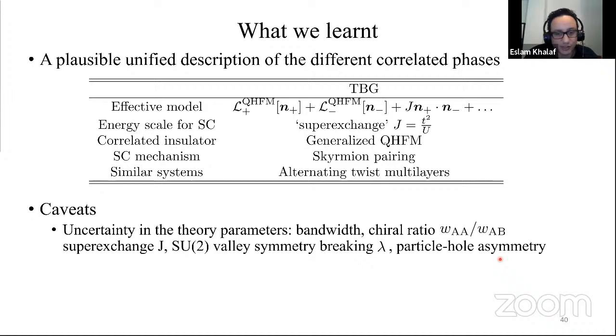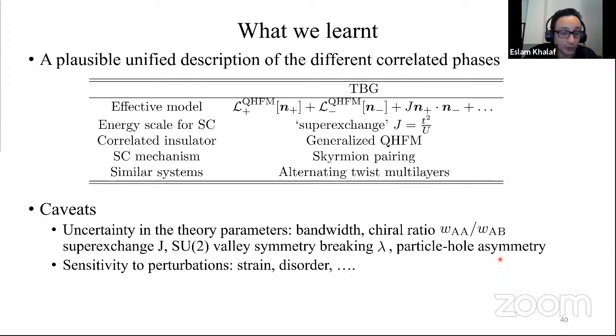Another problem is the fact that it's likely that the physics is very sensitive to a lot of details. This is already hinted at by the fact that different samples show different behavior. These details can be strain, disorder, or the dielectric environment. At the moment, we don't always have a very good characterization of these parameters. And also, for many parameters, we don't really have a good understanding of how they affect the physics.